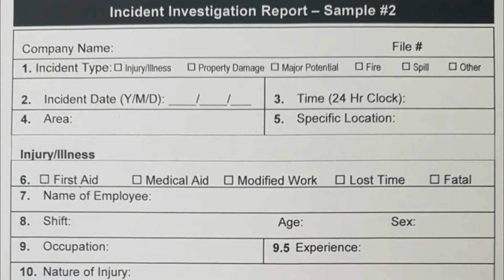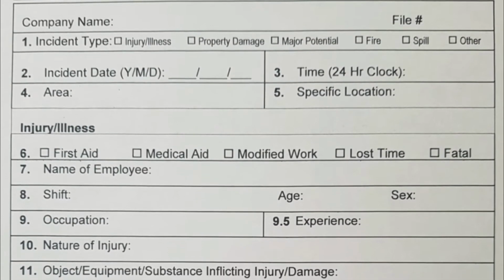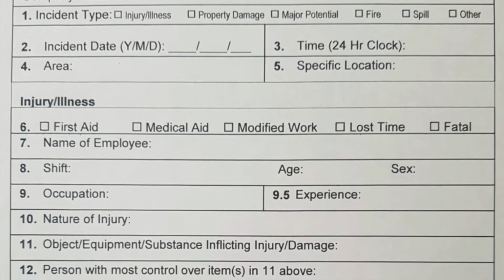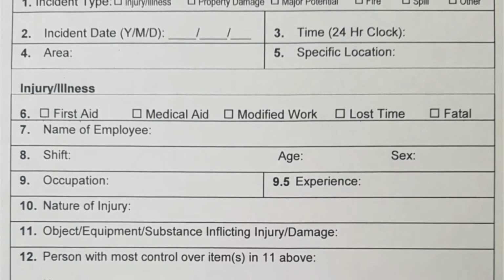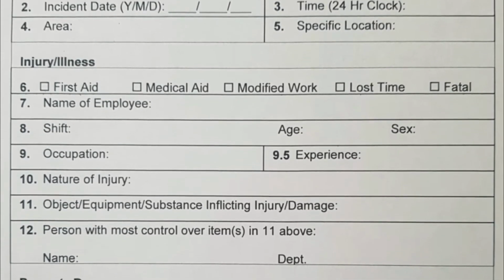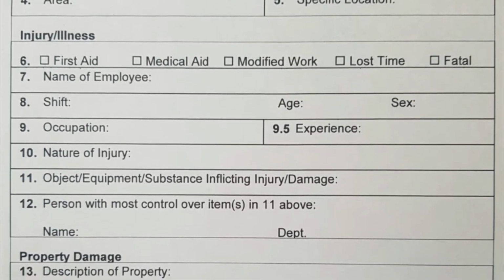So the second form is a 2-pager, and we have company name. If you have a file number, you put it here. On this one, we're going to decide what kind of incident it was. Is it an injury? Is it property damage? Is it a major potential fire or spill? Maybe even write in near miss in there. Incident date, we've got the time and location and area.